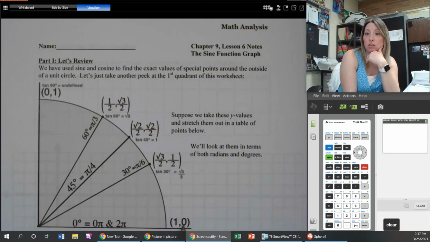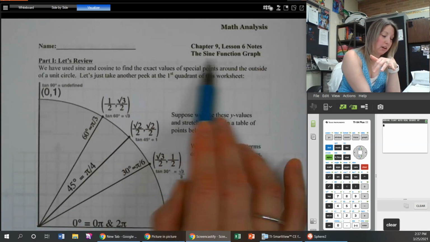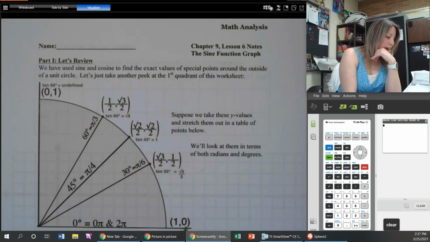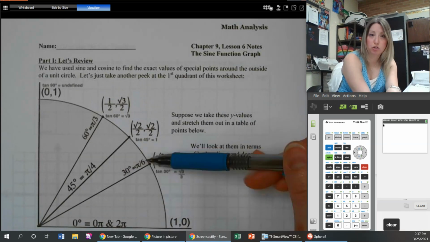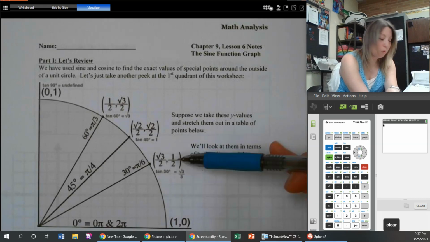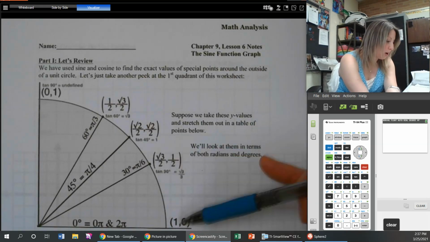Okay, so let's just keep in mind sine is our y coordinate, right? I'm going to focus in on sine today, sine function graph. So at 0 degrees and 0 radians, we are at 0 as our y coordinate. We move up to 30 degrees, which is pi over 6 radians. We're at 1/2. We're moving up, right?